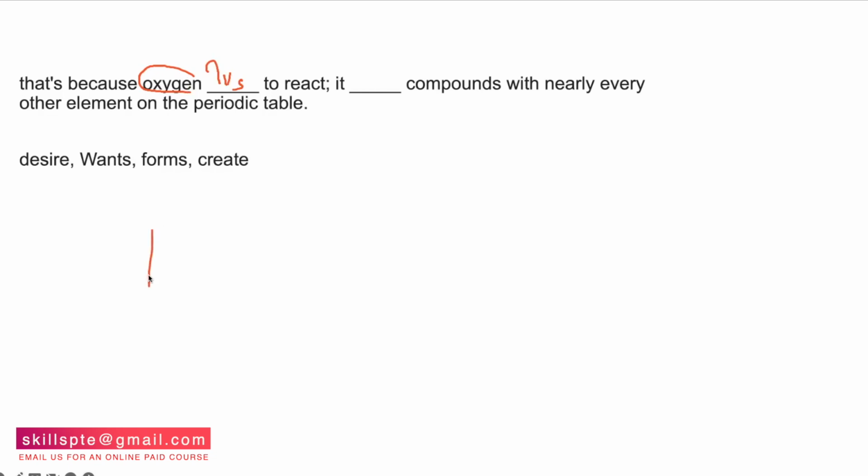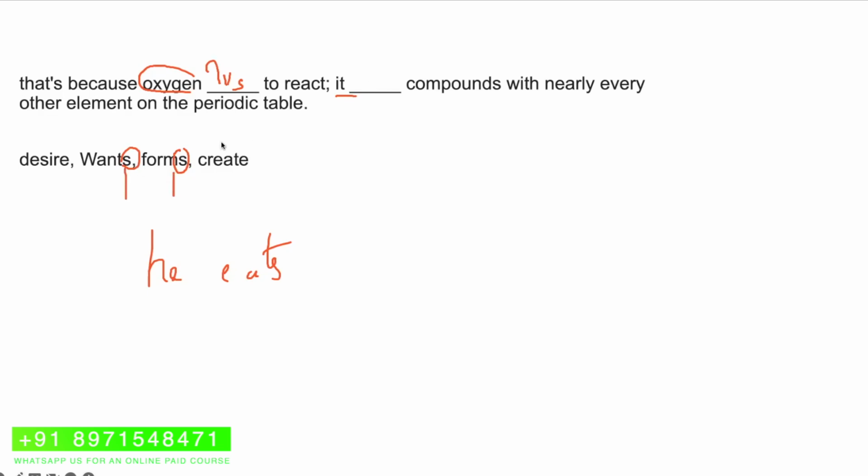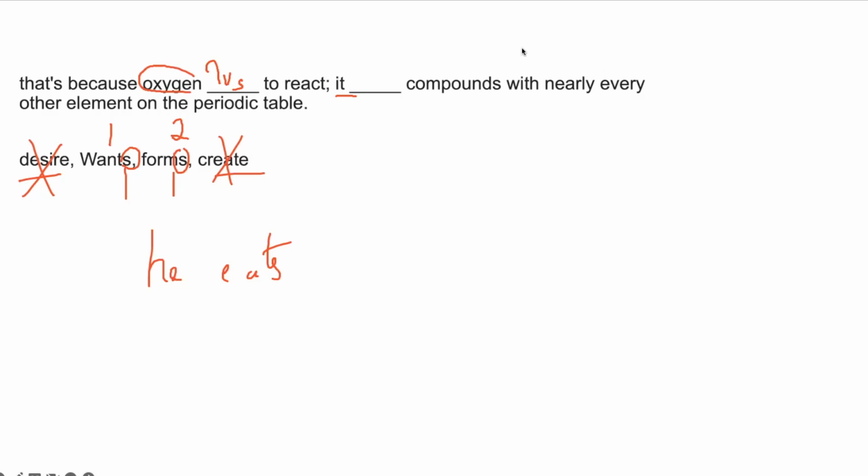He eats, pay more attention, we just studied he eats, correct? S has to come, you have S. After it, like he, singular, S has to come. So create and desired are actually ruled out. That's because oxygen wants to react, it forms compound. So using this technique you can actually eliminate create and desired within a fraction of a second and add something that goes with S, and that's subject verb agreement for you. Don't forget, we'll solve a lot of fill in the blanks today using this particular rule.